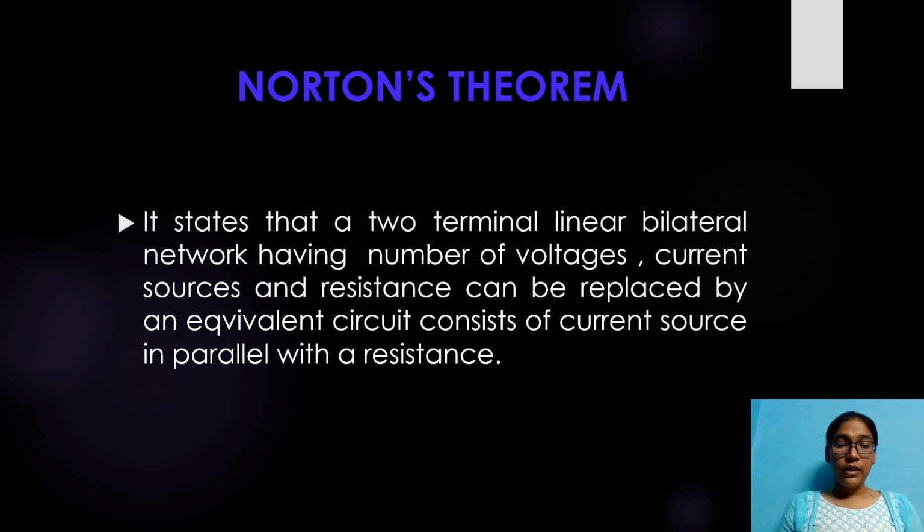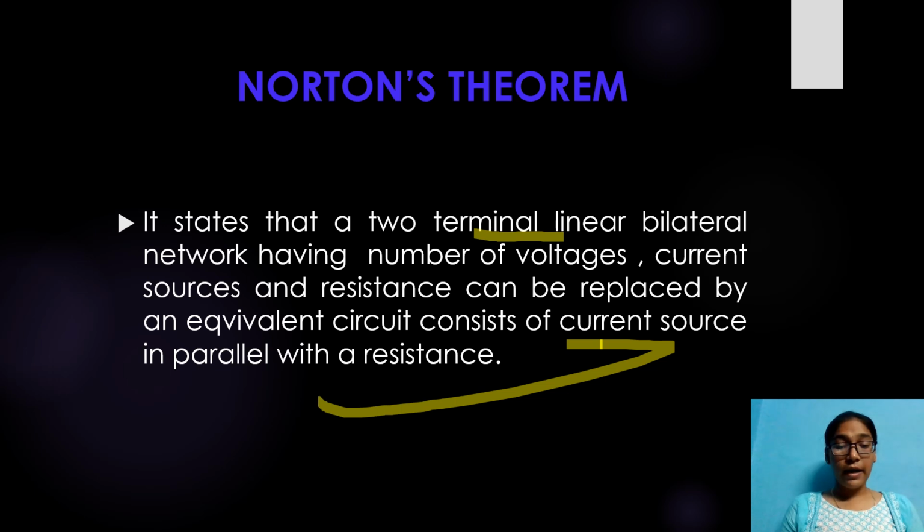Norton's theorem. Norton's theorem states that any linear two-terminal bilateral network having a number of voltage and current sources and resistances can be replaced by an equivalent circuit consisting of a current source in parallel with a resistance. That is, it is replaced by an equivalent circuit of a current source in parallel with a resistance.